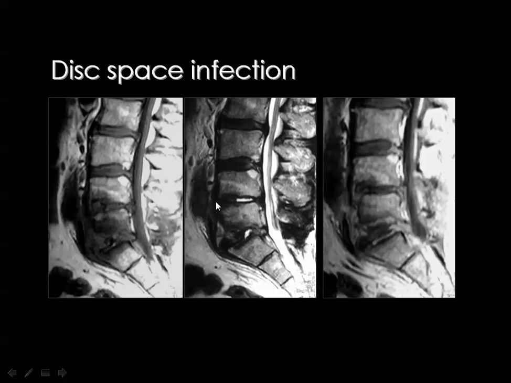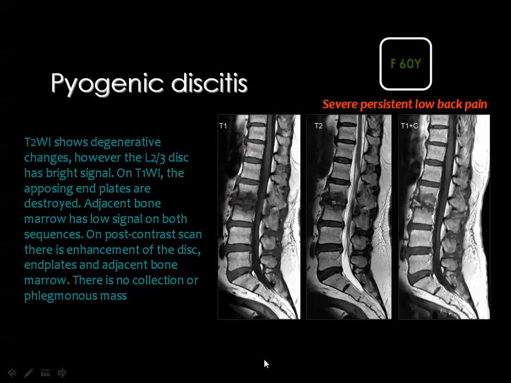And here you can see two levels of discitis or disc space infection at L4-5 and L5-S1. And if you inject contrast medium, the inflamed disc as well as the inflamed vertebral bodies will enhance. And you should remember that bone marrow edema of whatever etiology will enhance with contrast medium.